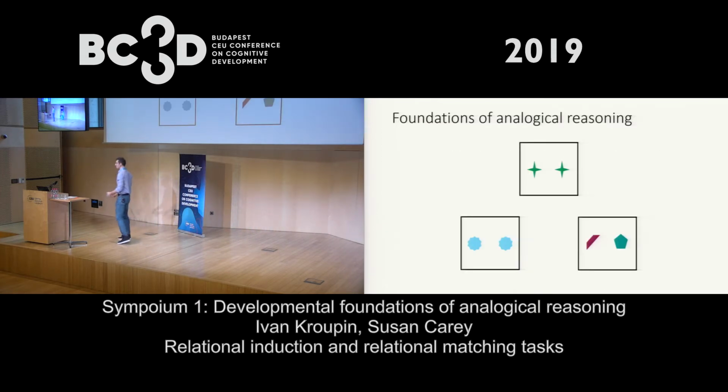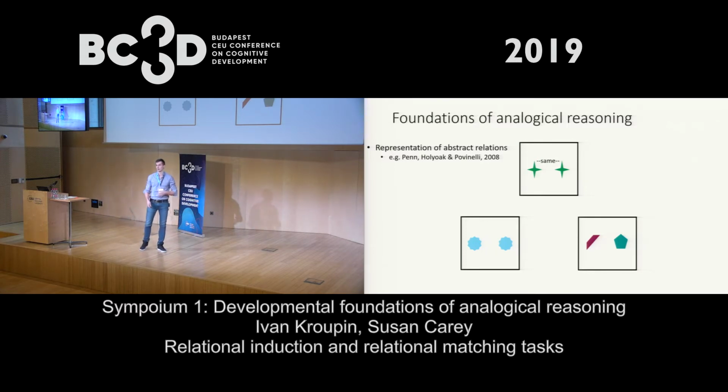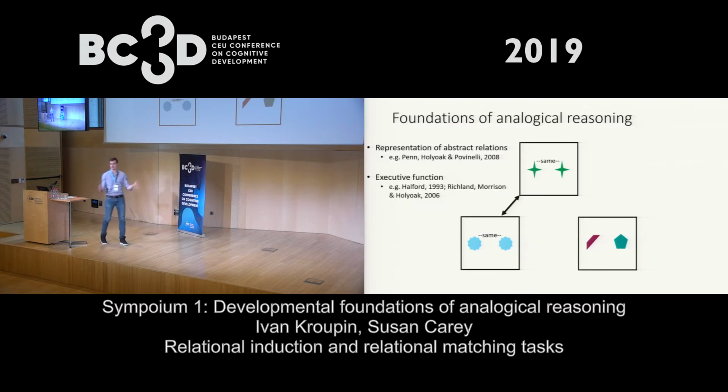So, what do we need to be able to succeed on relational match to sample? Well, as we've discussed at length in this symposium so far, we of course need relational representations, right? We need to be able to represent these images as same or different in order to succeed on this task. Of course, the other foundation of analogical reasoning that's been discussed in the literature is executive functioning, right? So representing the same is not enough in and of itself. You need to represent one relation same, represent second relation same, hold those in working memory, compare those, and that takes some executive function capacities.